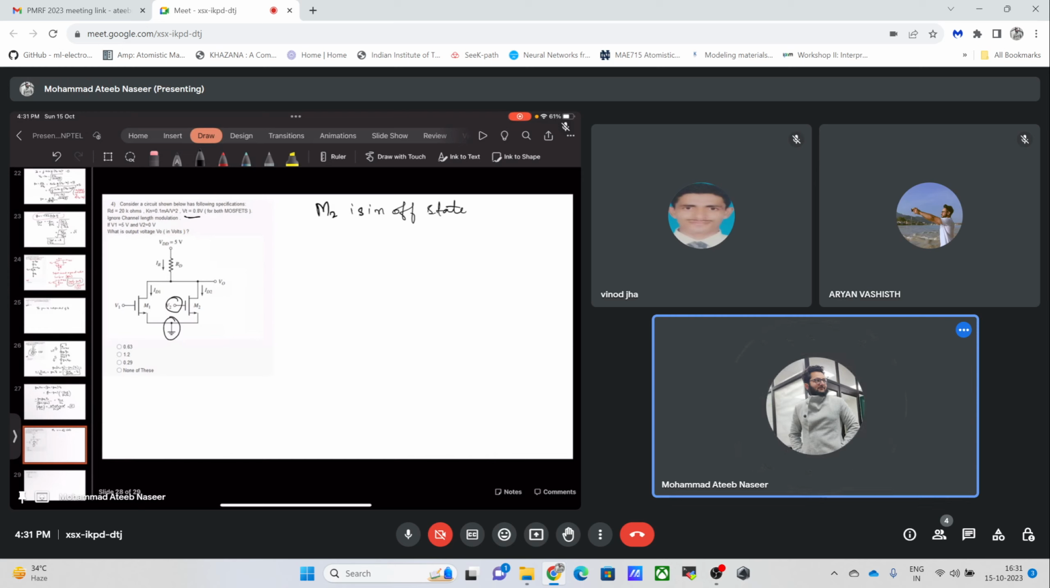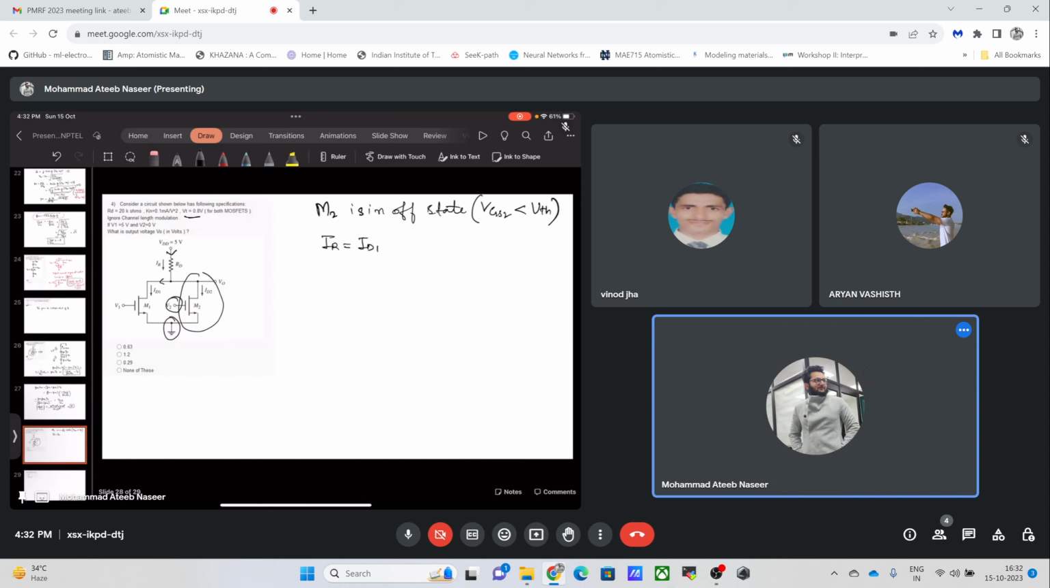Let us find out the value for this current which is moving into this terminal, and since this is off, we will not be interested in this region, we will be interested in ID1 only, because this is simply equal to this resistance. The current in the resistor will simply be equal to ID1 because the M2 is in off state due to VGS2 being less than VTH.